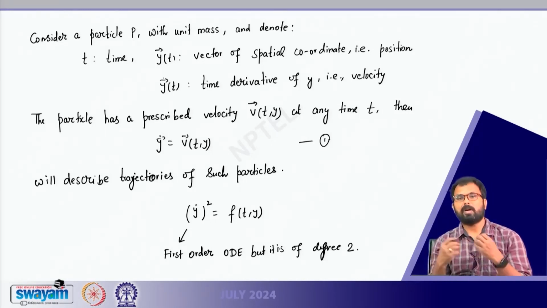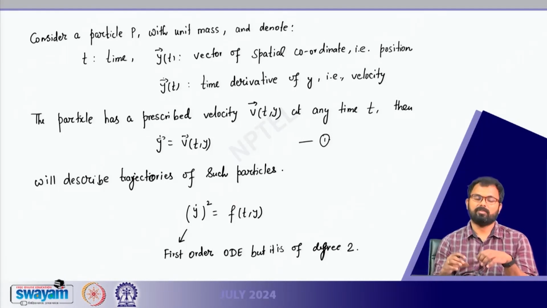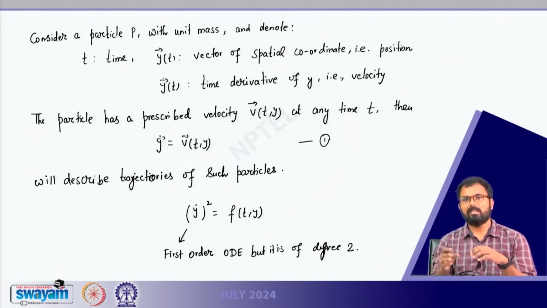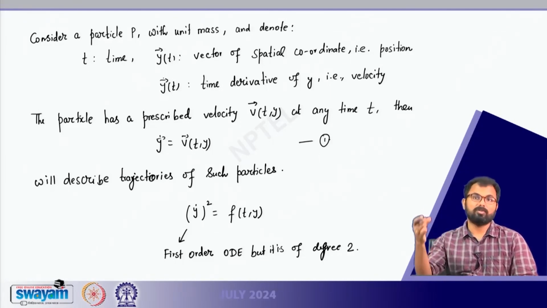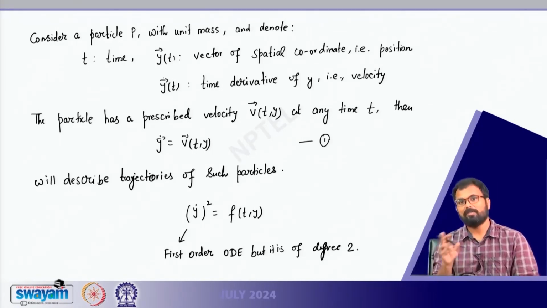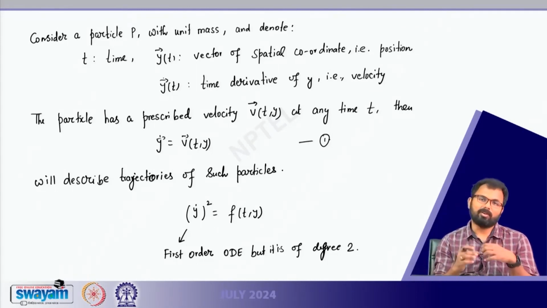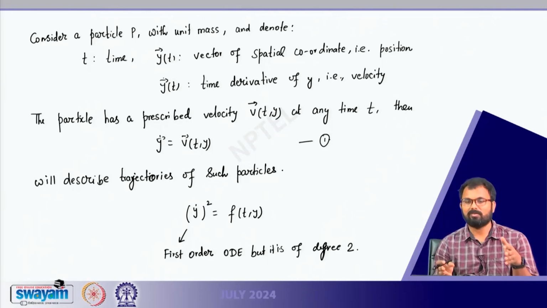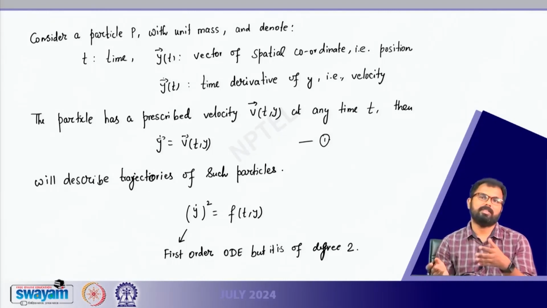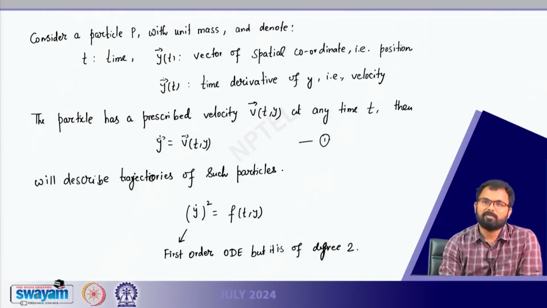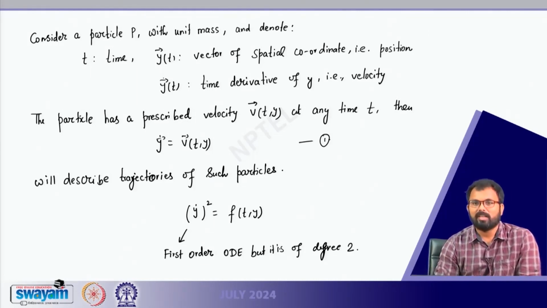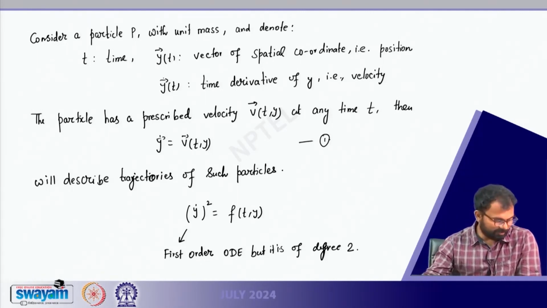So degree is basically the power of the highest occurring derivative. If you have a second order derivative with power 1, and in the same equation a first order derivative with power 2, you can still call it second order, first degree, because you always look at the highest occurring derivative present in your differential equation. And when you talk about degree, you look at the power of that highest occurring derivative term. All right. So this is our first introduction of the first order ordinary differential equation.